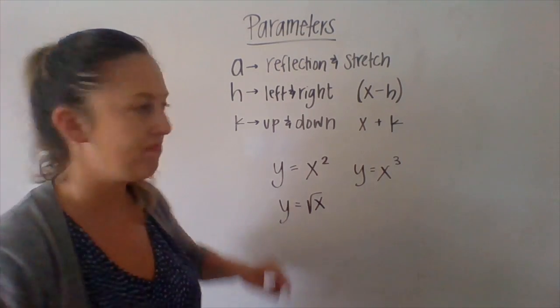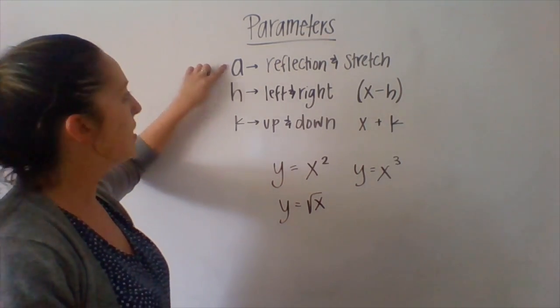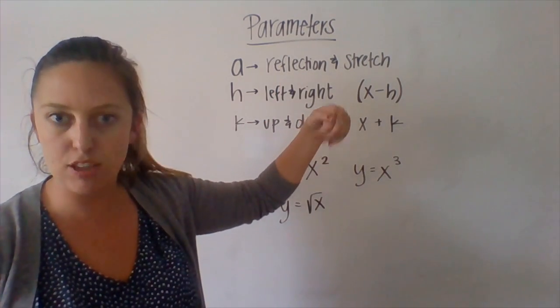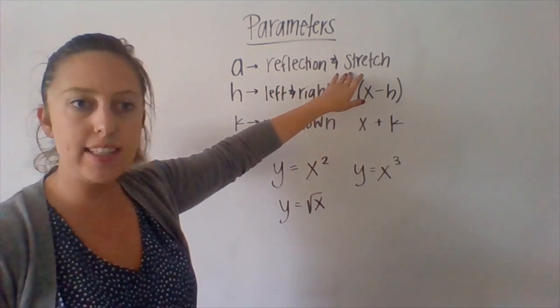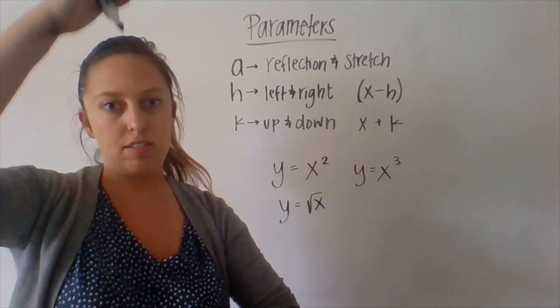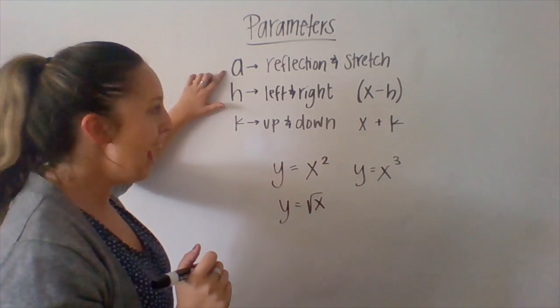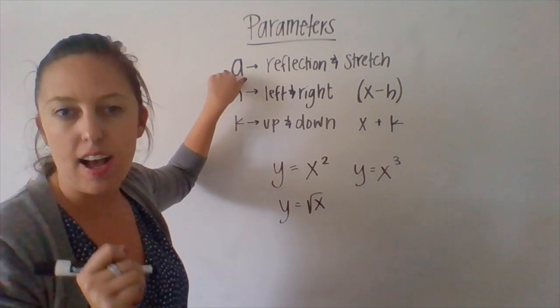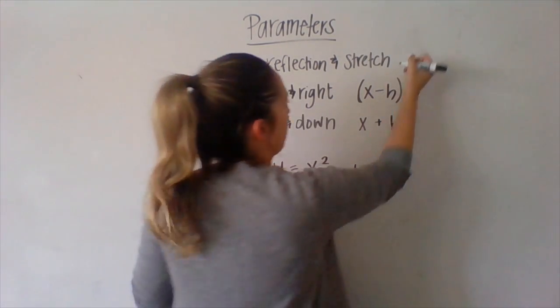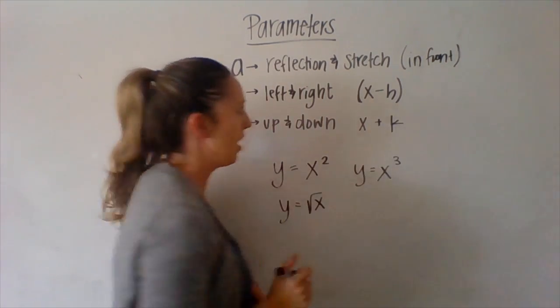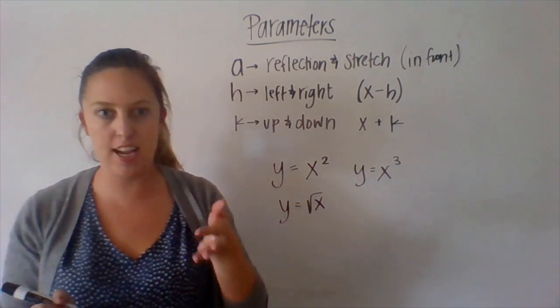And here's how they work. A is going to be reflection. So if A is negative, it's going to flip upside down, it's going to reflect. And then it's going to stretch it. It's either going to make it taller and skinnier or fatter and wider. A, we always find in the front of the function. So we always find the A as the first constant in the front.